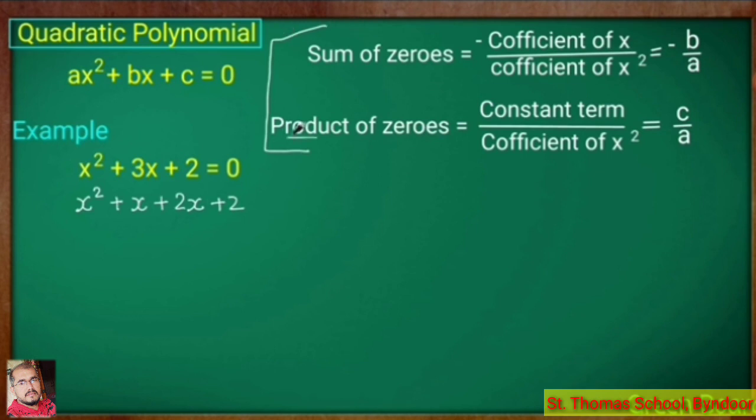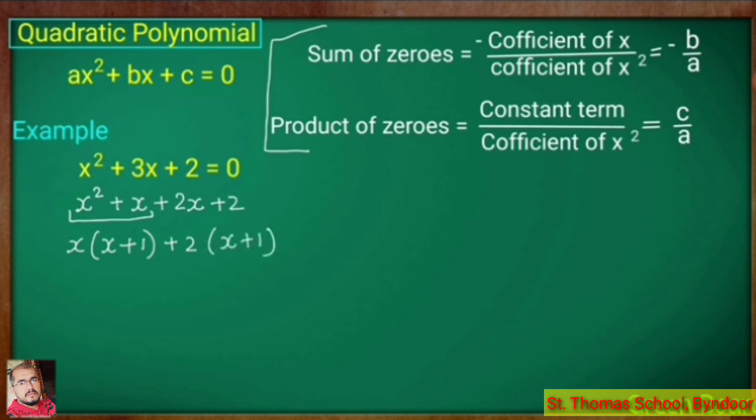Now we can move to an example, x square plus 3x plus 2 equals 0. By using the middle term splitting method, you can simplify it. That you already know, you studied it in the previous class. So it can be written as x square plus x plus 2x plus 2. 3x can be written as x plus 2x. For the first two terms, x square and x, we have to take the common term. That is x. What is remaining? x plus 1. And for the next two terms, the common term is 2, which I write outside. What is remaining? x plus 1.